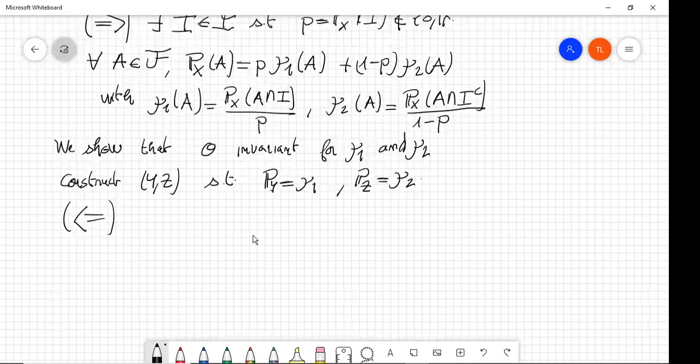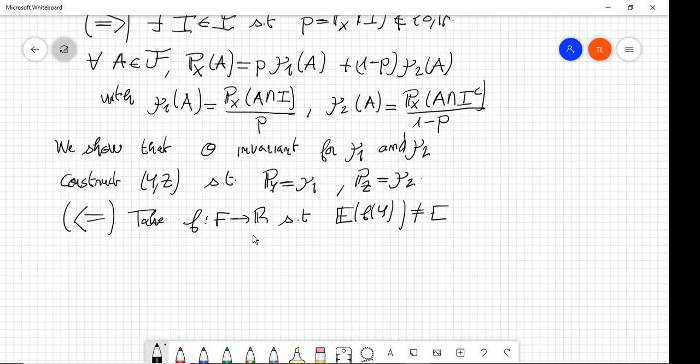You can simply take F from E to R, such that the expectation of F of Y is different from the expectation of F of Z. And you have to show that it cannot be ergodic. And we simply look at the empirical mean.